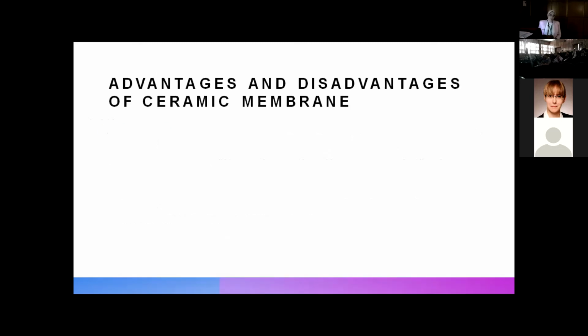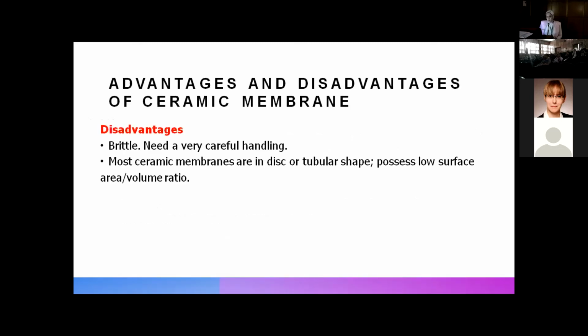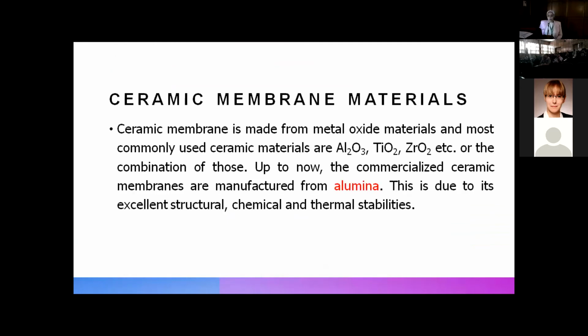But it also has some disadvantages. It's brittle, and most ceramic membranes are in disc or tubular shape, possessing a low surface area to volume ratio, and this is a disadvantage. Also, the investment cost of ceramic membrane is very high. But what is the reason for the high investment? Because ceramic membrane is made from metal oxide materials. The most commonly used ceramic materials are alumina or aluminum oxide, titanium oxide, or zirconium oxide, and so on.